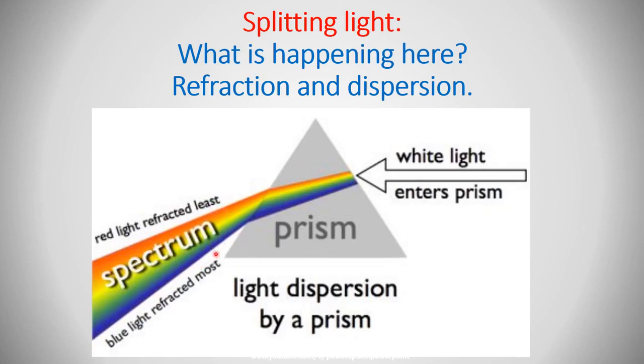Which one refracted most? Refracted most means it bends most, or bends more than the other colors. So it is blue, or if we look carefully, it is violet. So violet refracted most, or you can say blue light refracted most. This is light dispersion by a prism. It is a very important phenomenon, and the same is happening in the water drop to form the rainbow.